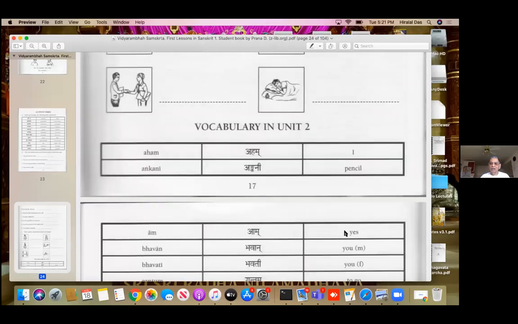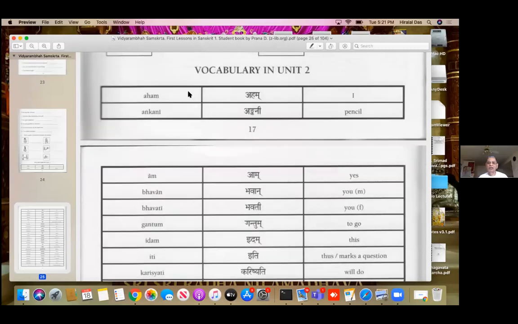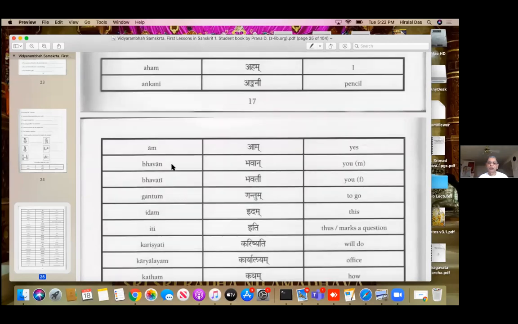All right. Now look at this vocabulary table. You have to learn this word. Okay, everybody, pay attention here. Listen very carefully. Aham, I. Ankani, pencil. Asmi, am. Bhavan, you for male. Bhavati, you for female. Gantum, to go.